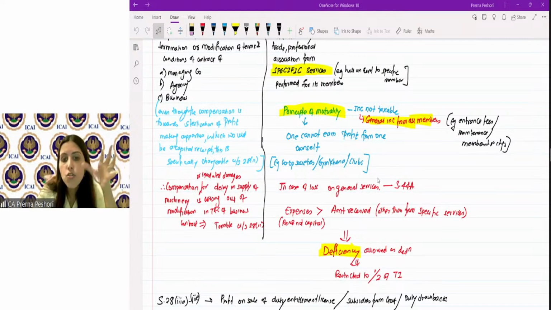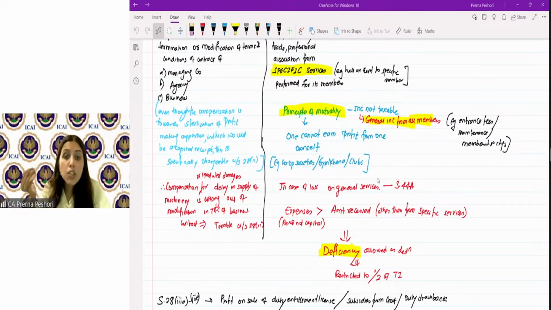So basically this transfer fee is charged only to avoid any kind of damage to the society in terms of the building flats which are getting transferred. So here the participators and the contributors are the same in this case, and therefore it will be exempt.